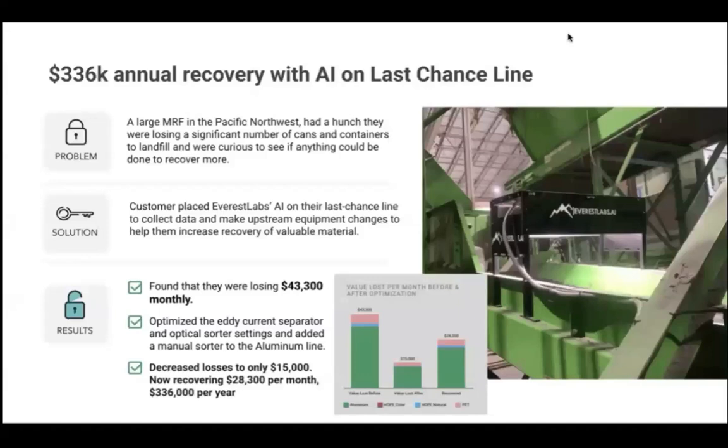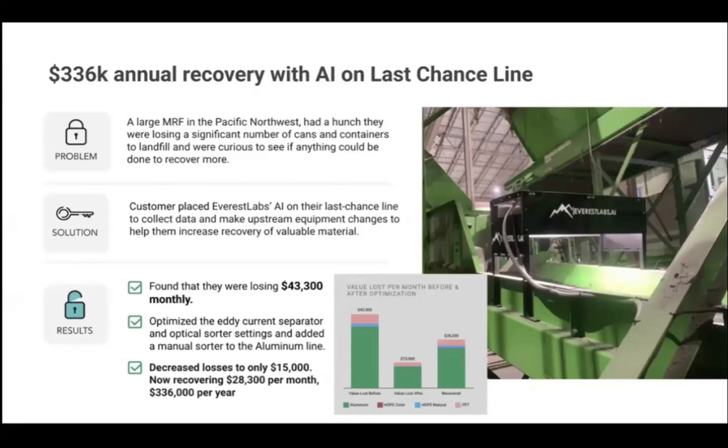They decided to systematically adjust their eddy current separator and optical sorter settings to increase material recovery. And they also placed a manual sorter on the aluminum line after the optical sorter. So after these changes, they were able to decrease their monthly material losses from $43,000 to $15,000, saving them around $28,300 monthly and $336,000 annually. And by adding robots, they could decrease these losses even more.